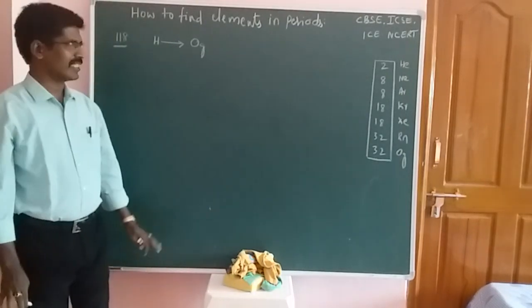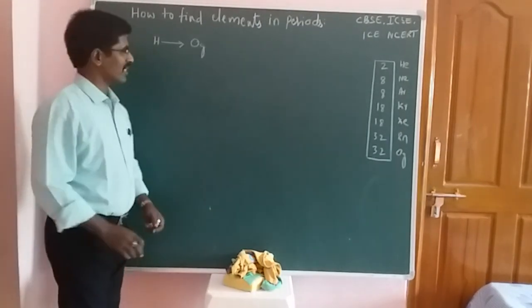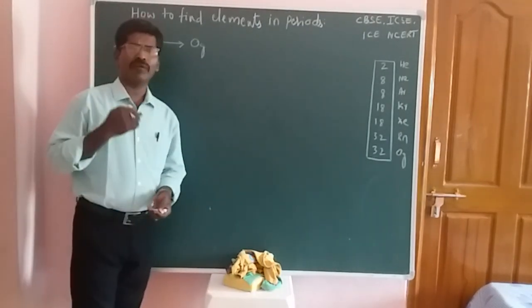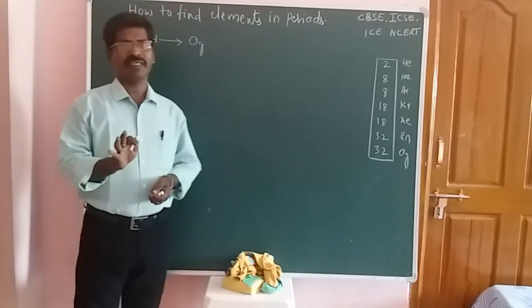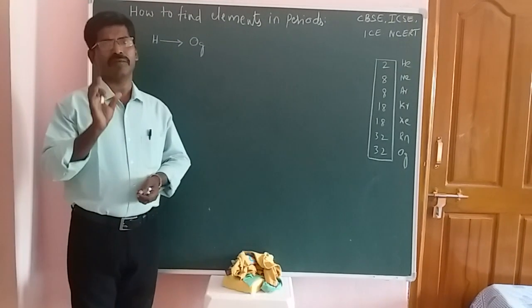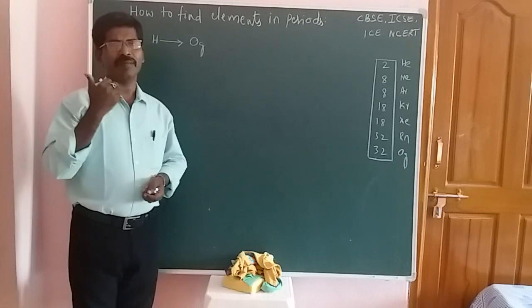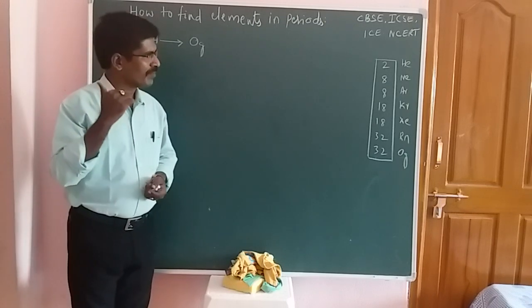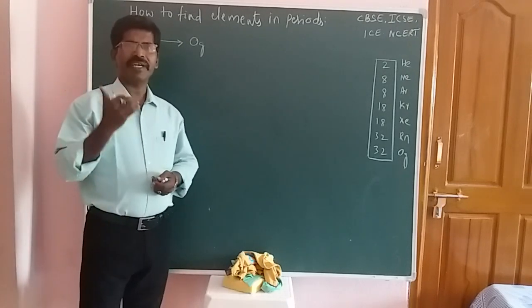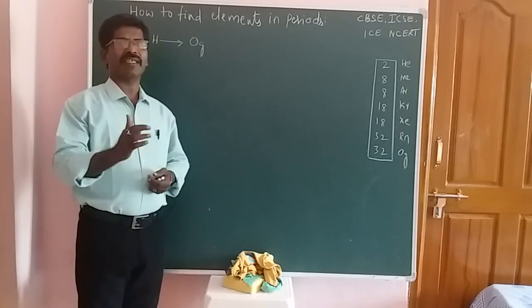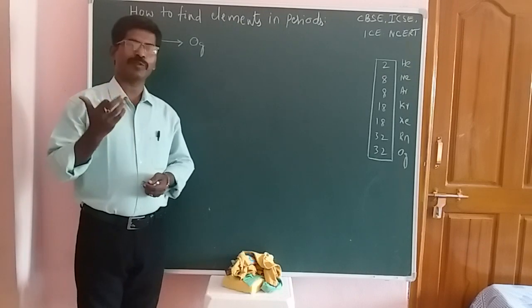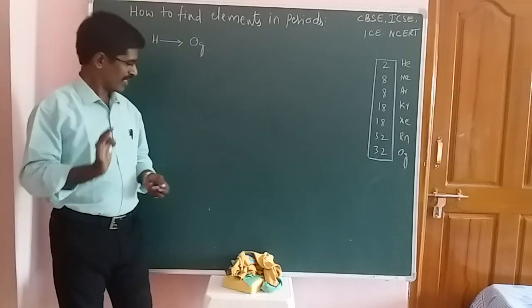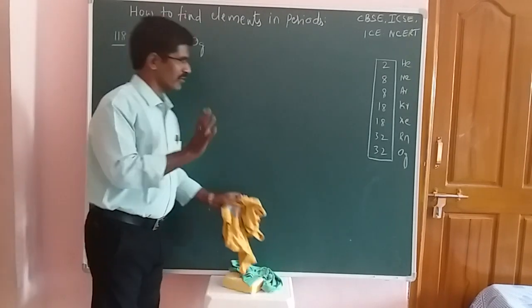Okay, students, oganesson. Now here in the first period we have 2 elements. Sorry, in the first period we have 2 elements. Second period 8 elements. Third period 8 elements. Fourth period 18 elements. Fifth period 18 elements. Sixth period 32 elements. And seventh period also 32 elements. Okay, students, up to here it's clear.